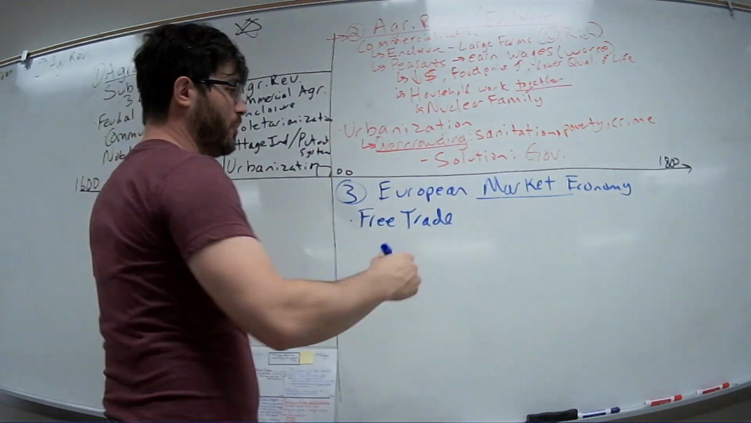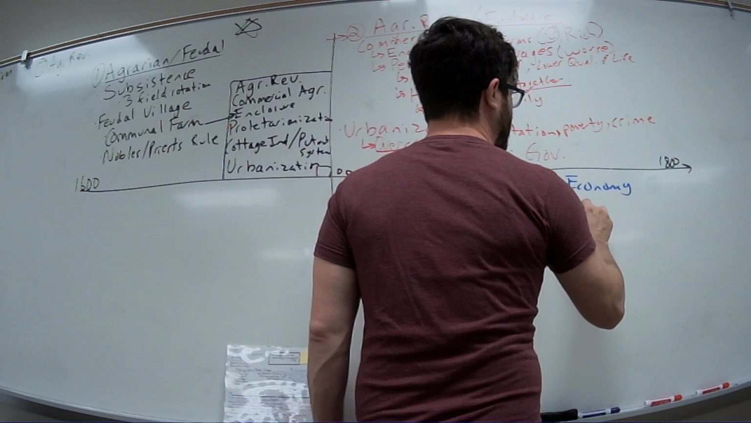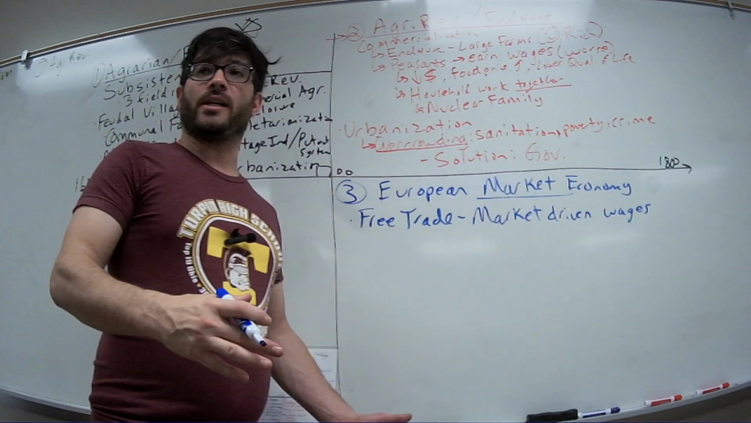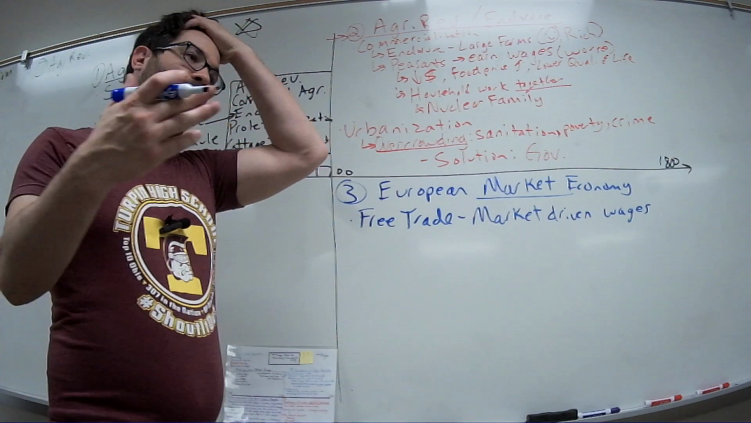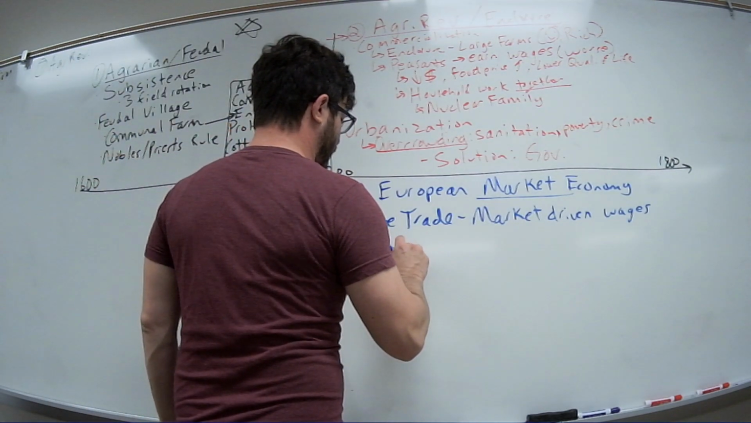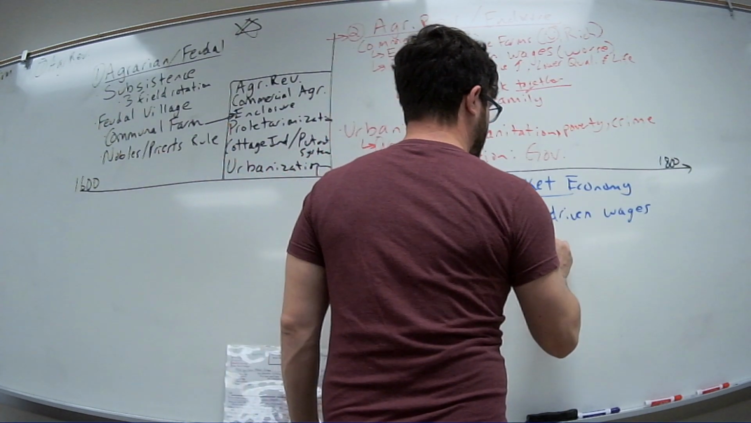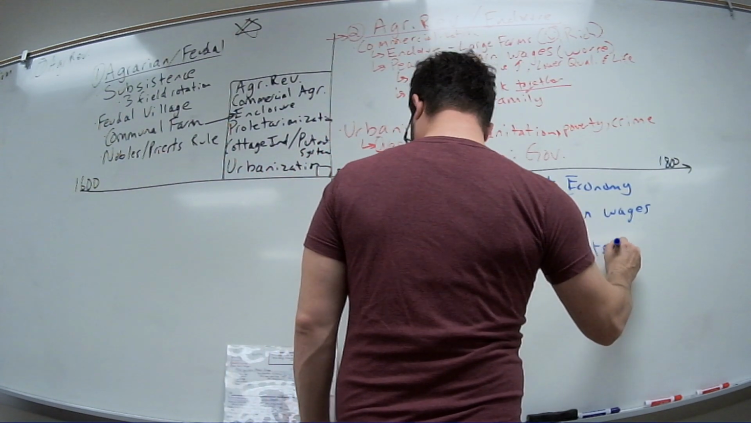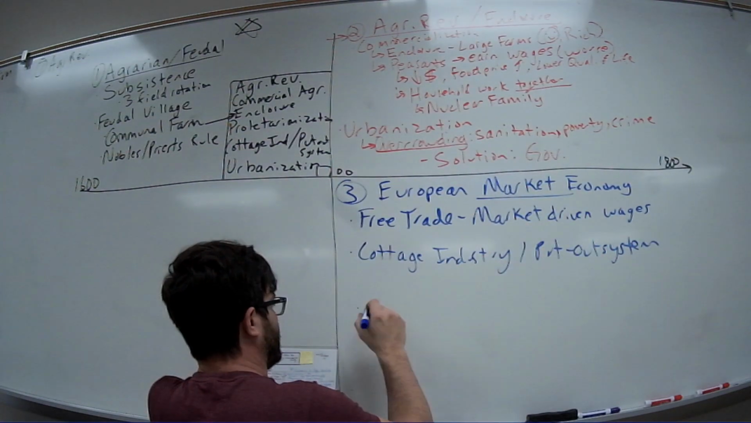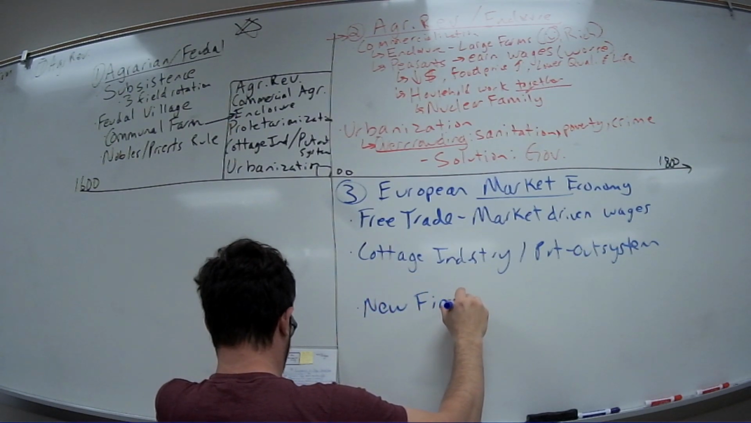Free trade grows. We also have market-driven prices, but more importantly, wages. The fewer workers there are, the more you have to pay workers. The more workers there are, the less we're going to pay workers. This is also where we mentioned the cottage industry and putting-out system. And the weird thing that I don't really teach in class, but it is a key concept, is there are new financial practices.